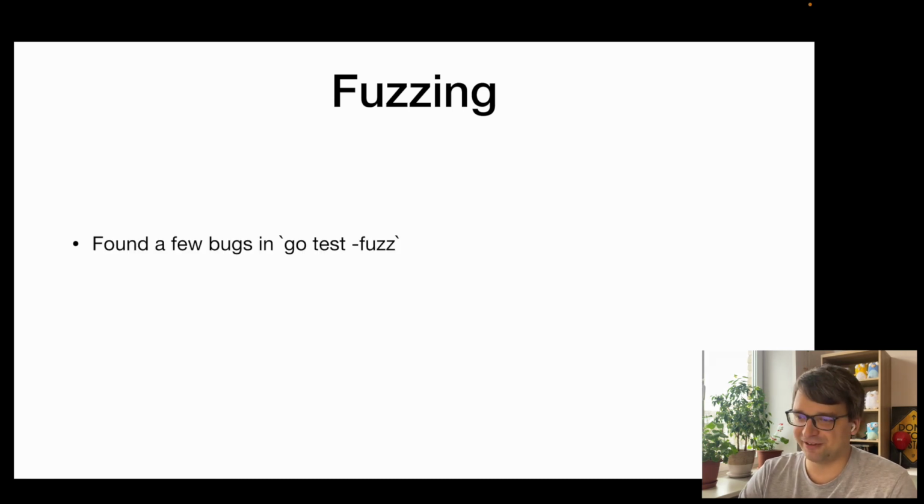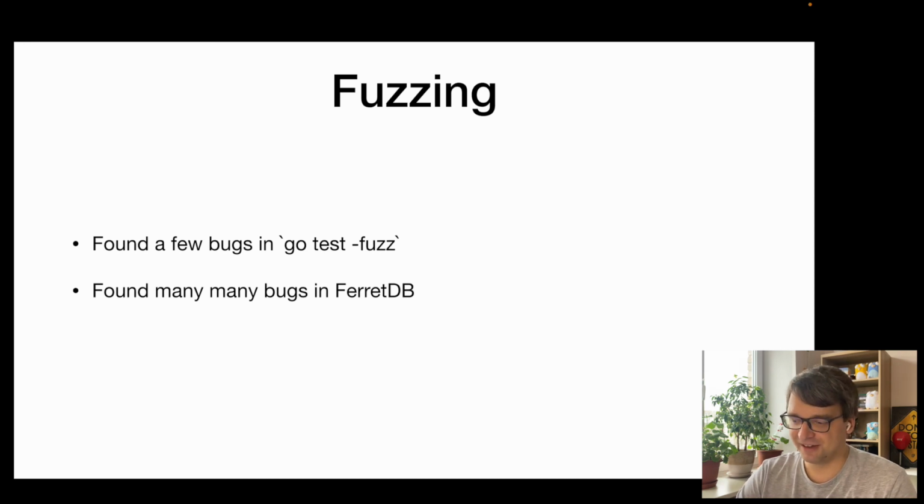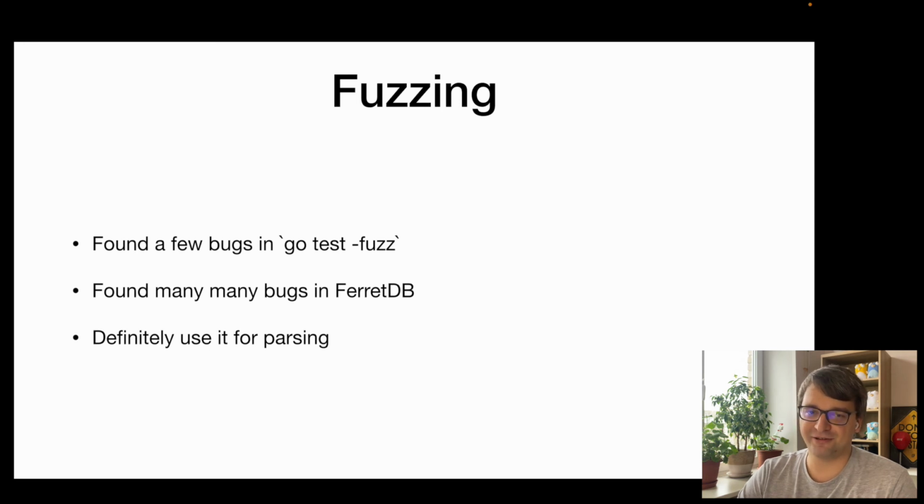By using it, I found a few problems in Go test fuzz itself, and most of them were fixed. And also I found many bugs in FerretDB in parsing code. You can't imagine how wonderful that was. So definitely use it for parsing if you have any parsing in your code, like network protocols or unparsed and untrusted input from users. Even if you think you can trust it, you should verify that and use fuzzing for testing your parsers.